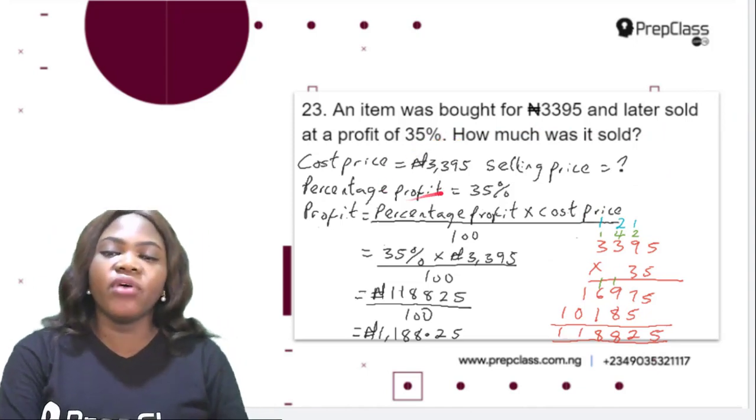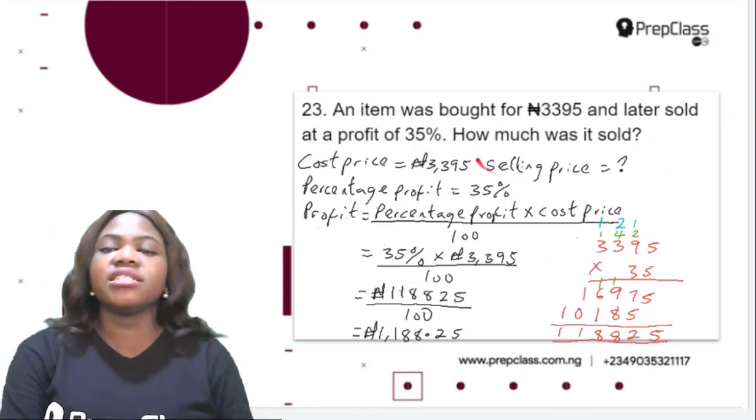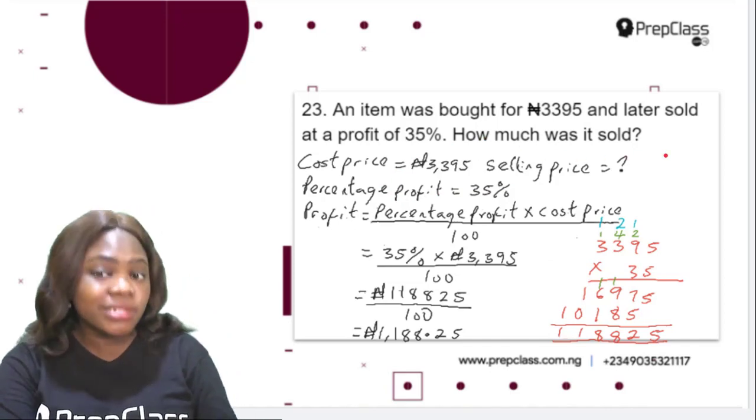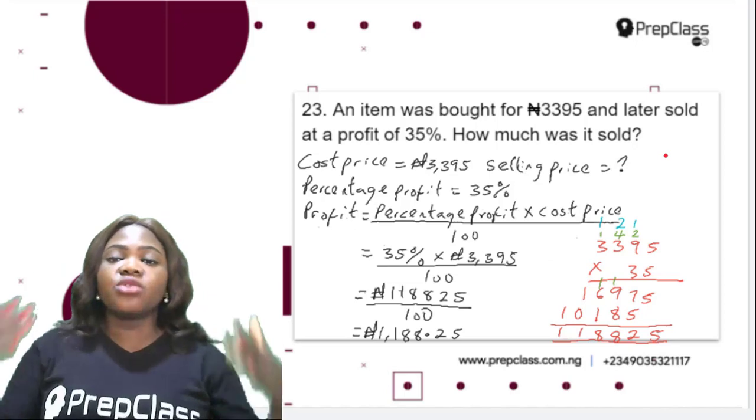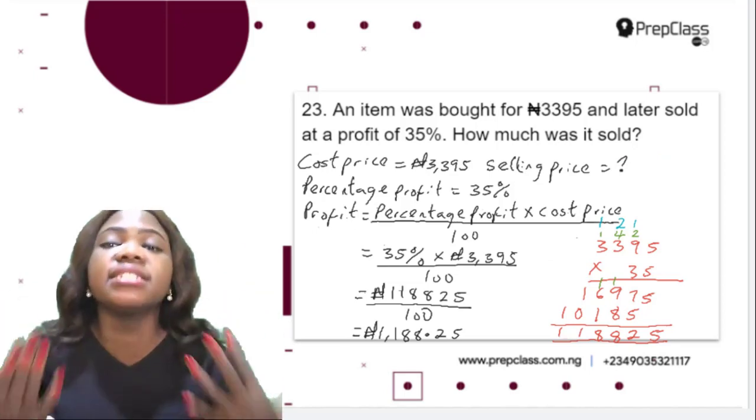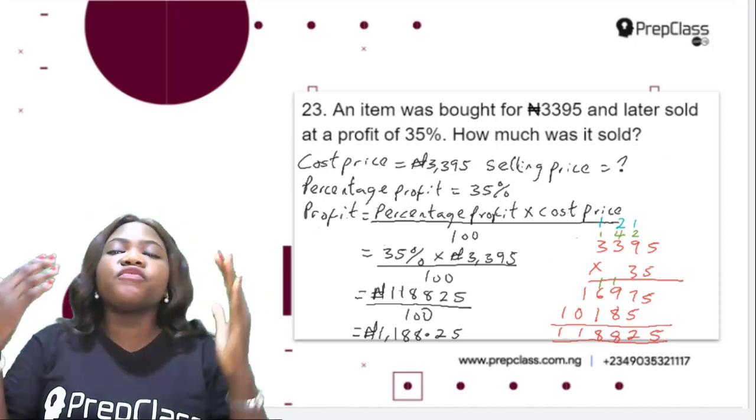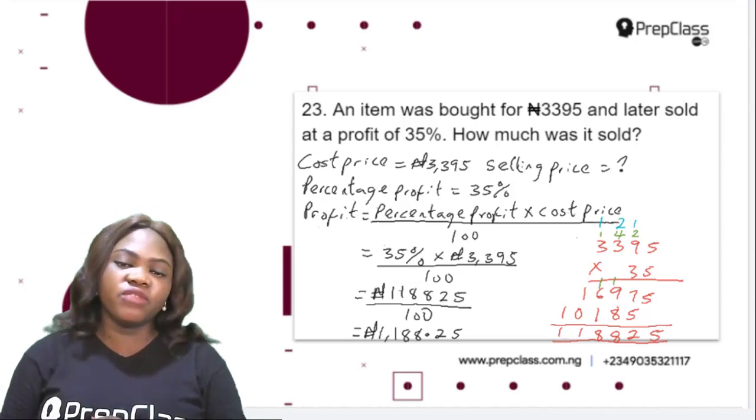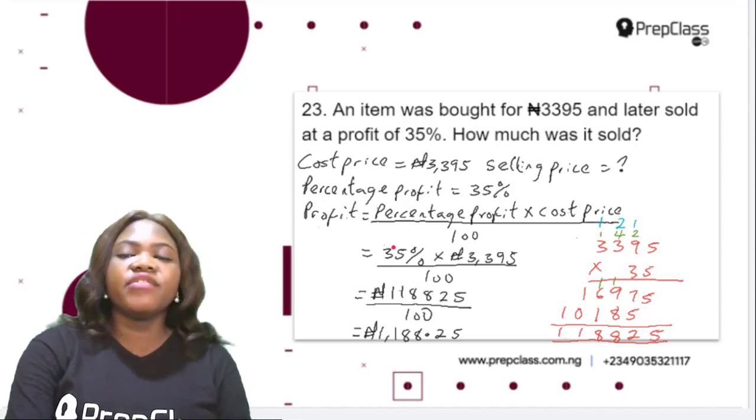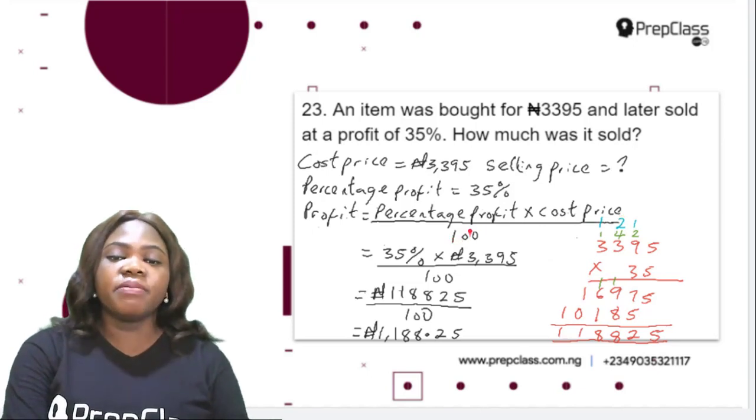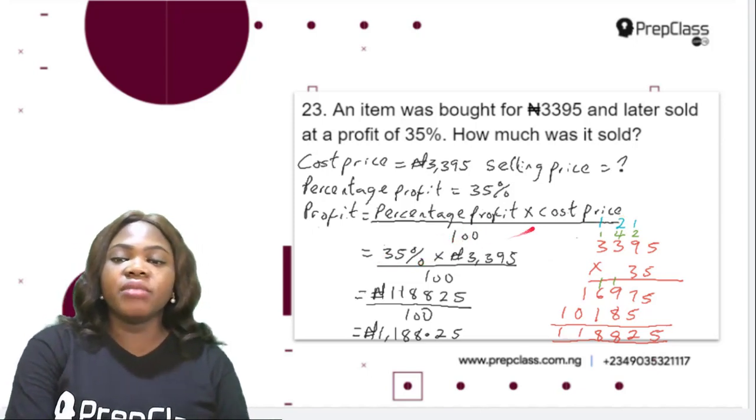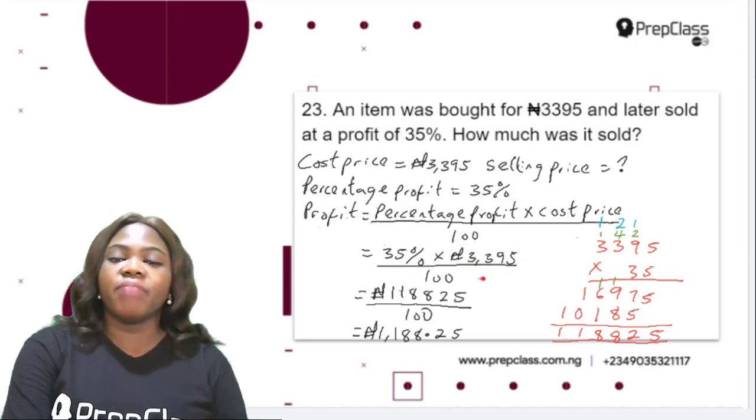So the percentage profit is 35%. Now the question says, how much was it sold? That is, we are asked for the selling price. The question is asking for what is the selling price. So to be able to find the selling price, we need to know the profit first. Then profit is given as percentage profit multiplied by cost price divided by 100. The percentage profit is 35% multiplied by the cost price, which is 3,395 naira divided by 100.